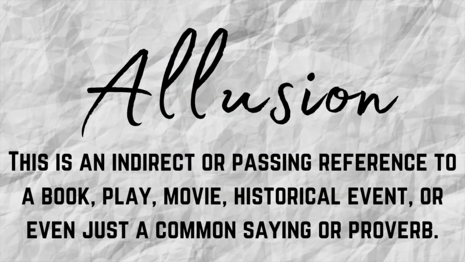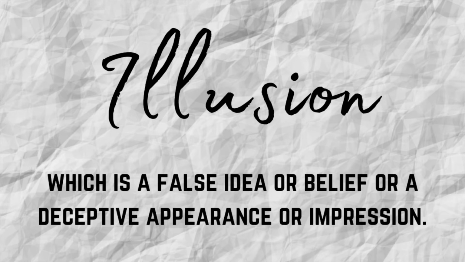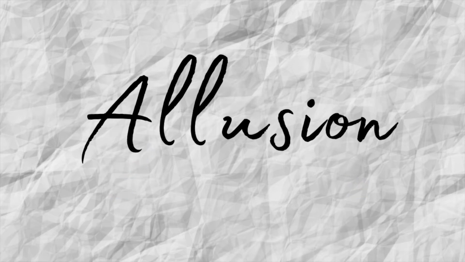This is an indirect or passing reference to a book, play, movie, historical event, or even just a common saying or proverb. For the allusion to work on the reader or audience, it is important that it's something they are already familiar with. Don't confuse this literary device with the word illusion, which is a false idea or belief or a deceptive appearance or impression. Allusion can serve as a noun or a verb. If you allude to something, this means that you are suggesting or implying something by referencing something well known.